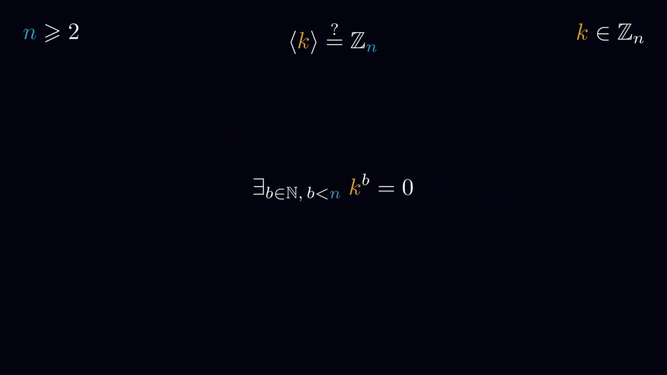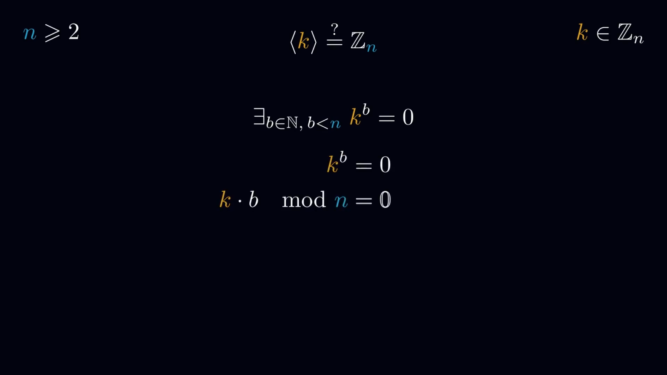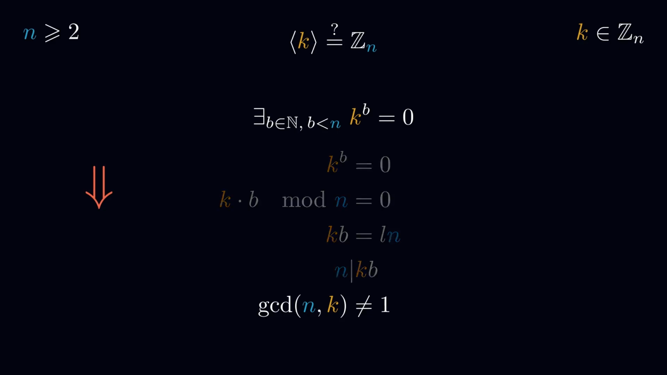Let's try to write the left-hand side more transparently. We have that k to b is kb modulo n is 0, equivalently saying kb is a multiple of n. We denote it as kb equals ln. It means that kb is divisible by n. And because none of k and b equal n, then n and k have greatest common divisor greater than 1. But it's not the end. For now, we only have an implication in one direction, that is downwards. To be able to write what we had before in a new form, we need an implication upwards too. Then, we would have the equivalence.